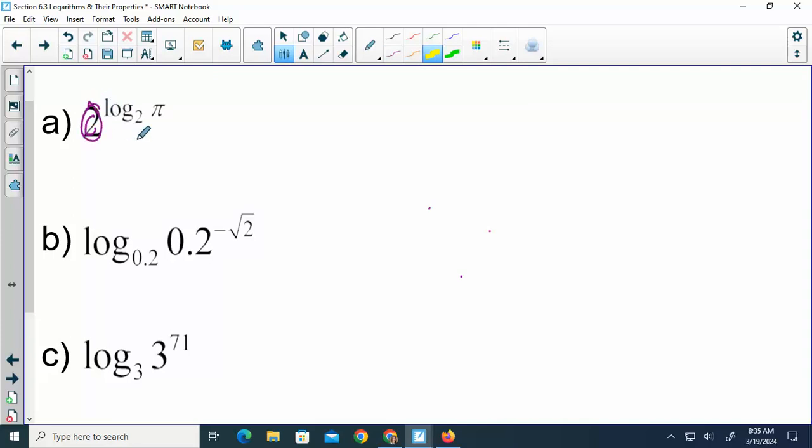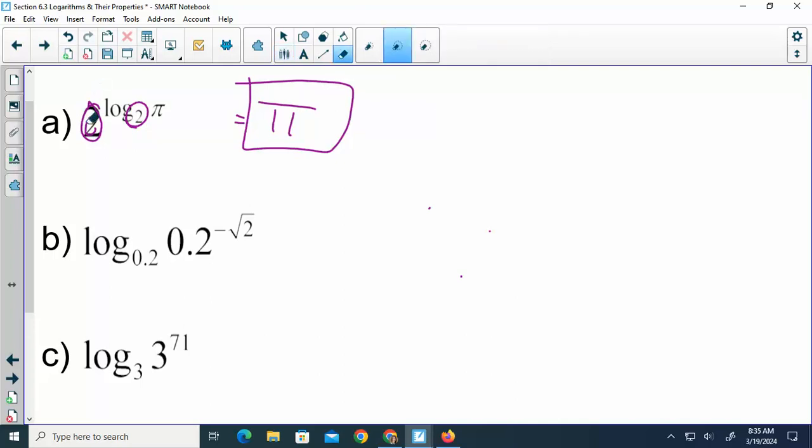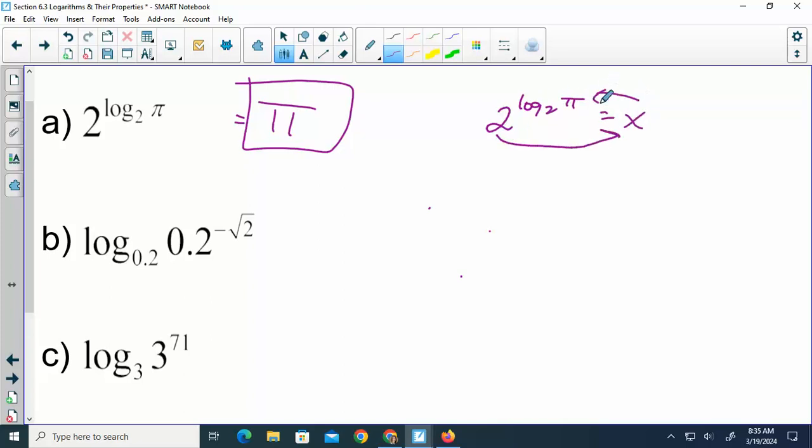So the base of the exponential and the base of the log are the same, and I told you that if that happens, they really just cancel, so what would this equal? Pi. So if you recognize the properties, it can save you a lot of work. Otherwise, you would have to set it equal to x, it's an exponential, so change it to a log, so log base 2 of x equals log base 2 of pi, and then we can see that x is equal to pi.